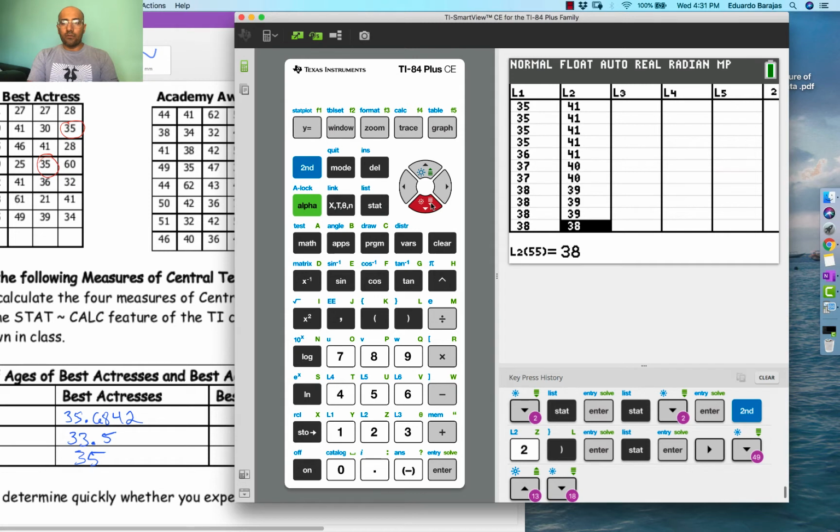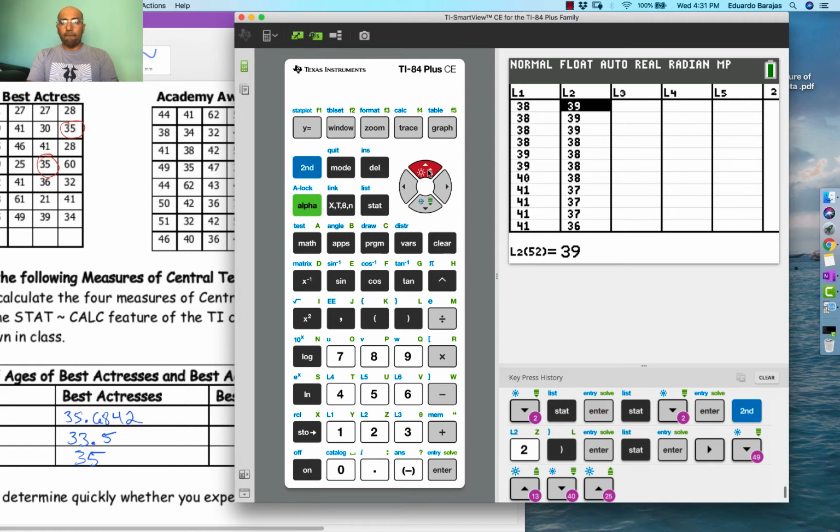Okay, that's it. So it looks like we have a tie. There were 2 different numbers.